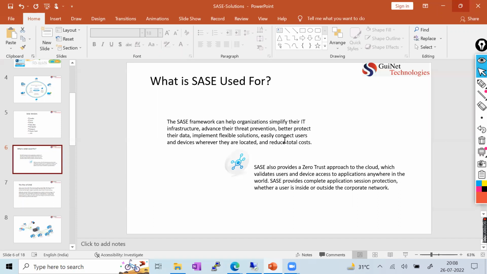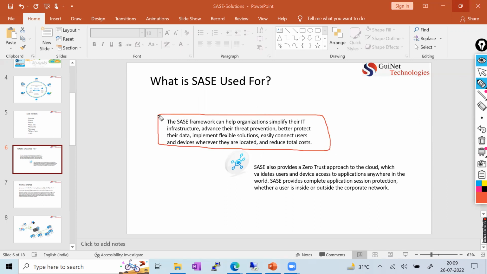So why do we use SASE? Again, SASE is a framework. It's not a solution, and it's not any kind of product. It's a framework that can help organizations simplify their IT infrastructure, advance their threat prevention, better protect their data, implement flexible solutions, easily connect users and devices wherever they are located, and reduce the total cost. If you read this line, it gives the complete summary of SASE.